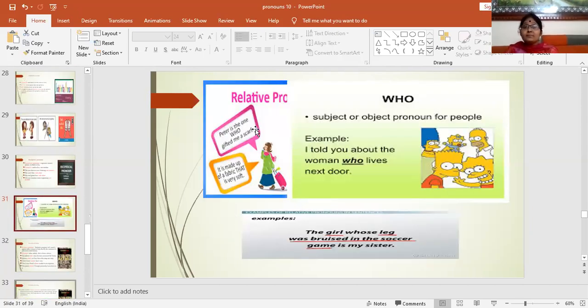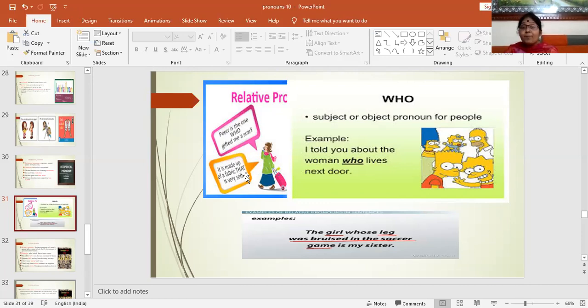Now look at this. Peter is the one who gifted me a scarf. Are there two people in this sentence? No. But what is there? Peter is the one. Gifted me a scarf is another action. Both are related and this is being related by a pronoun, who.